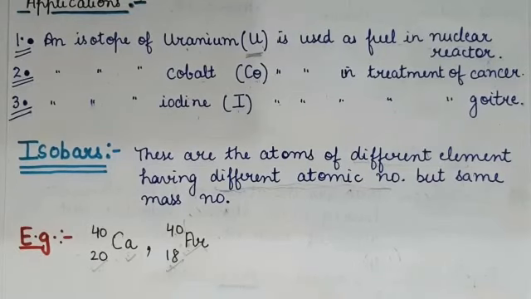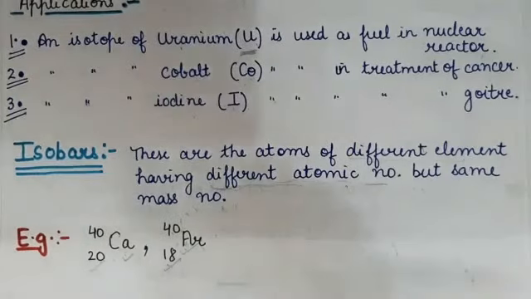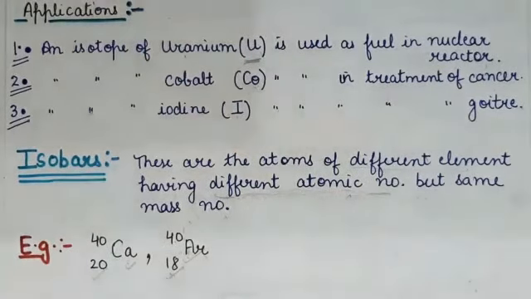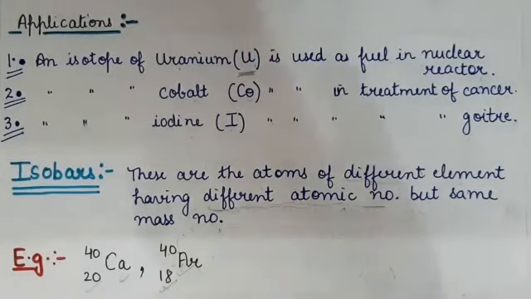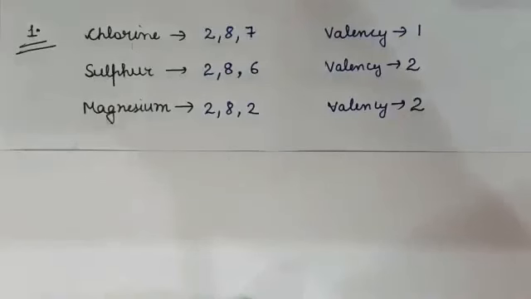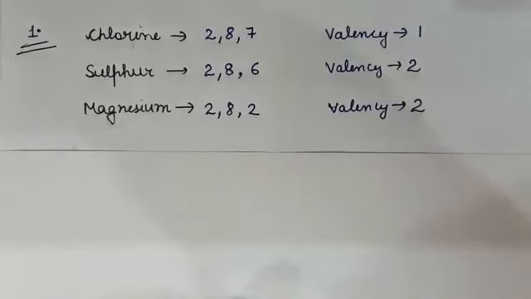So this was about the whole chapter. I hope you have understood each and every point of this chapter. Now students, I will be discussing the homework solutions of lecture number 4. So you can match your answers and correct any errors. How will you find out the valency of chlorine, sulfur and magnesium?